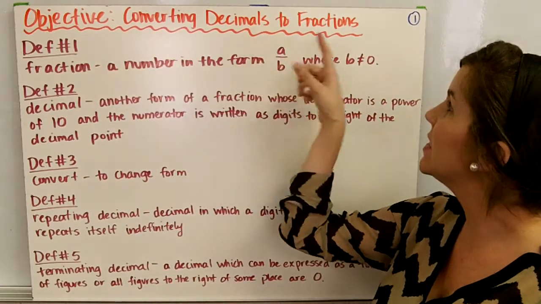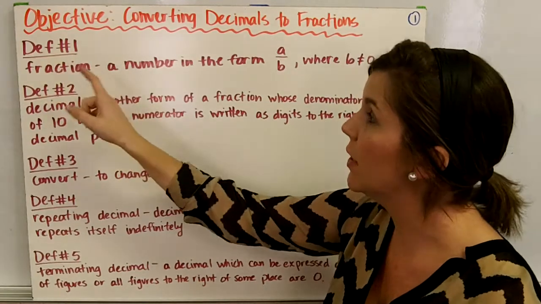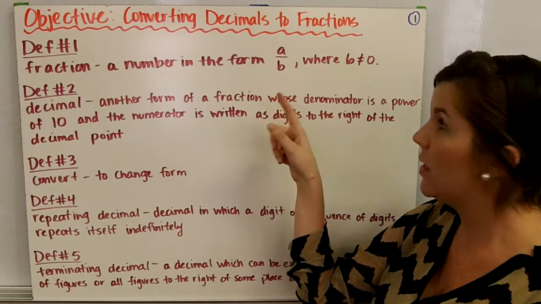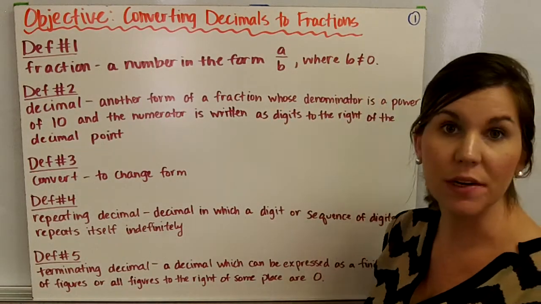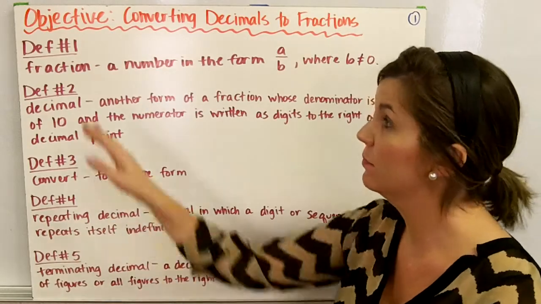Objective, converting decimals to fractions. We need to start with some definitions. Definition number 1, a fraction, a number in the form a divided by b, where b is not equal to 0. We cannot have 0 in the denominator of a fraction at all.